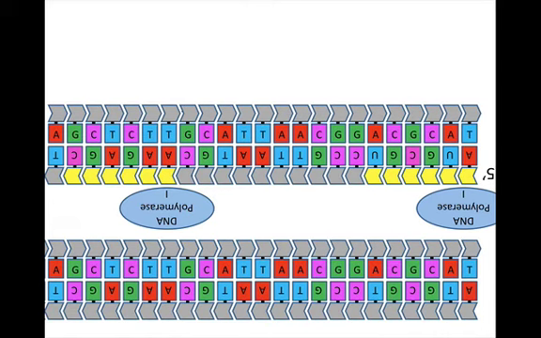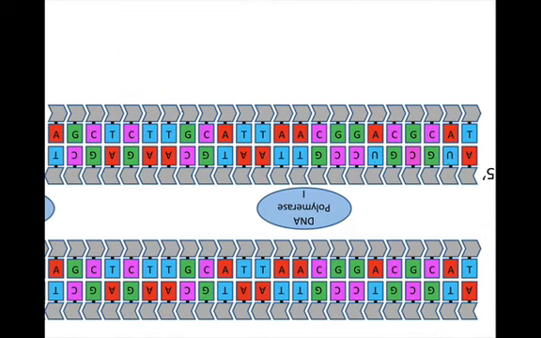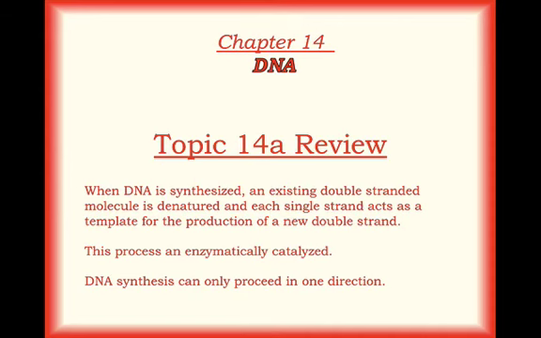One of the final steps is when a different DNA polymerase will remove RNA primers and replace them with DNA. To review, when DNA is synthesized, an existing double-stranded molecule is denatured, and each single strand acts as a template for the production of a new double strand. This process is enzymatically catalyzed. DNA synthesis can only proceed in one direction.